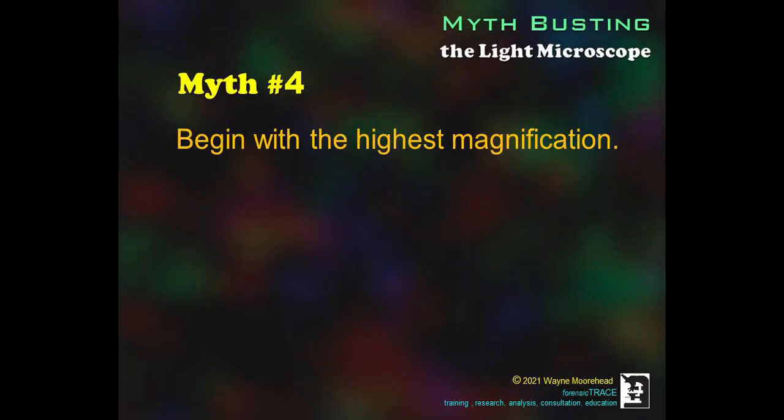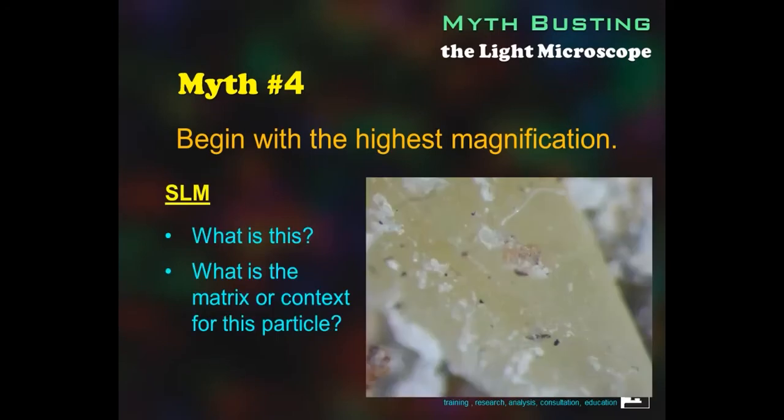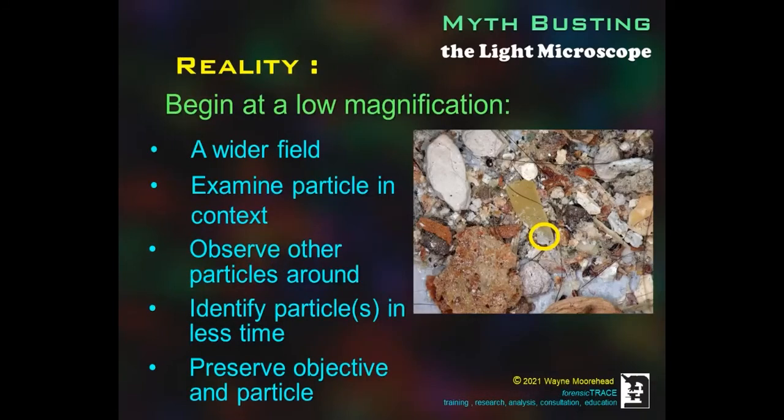Myth number 4. Begin with the highest magnification. Beginning with the highest magnification, you have no clear idea what you are observing or the matrix around the particle, which could be significant in the identification of the particle and the interpretation of the results. The reality is the microscopist starts at a low magnification and, if needed, proceeds to higher magnification.